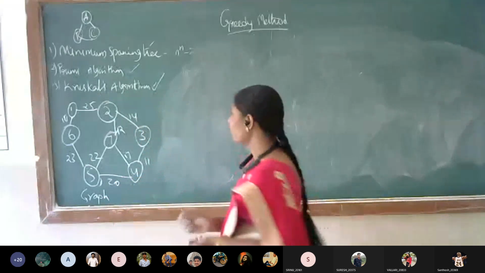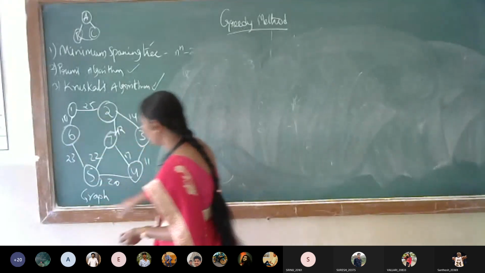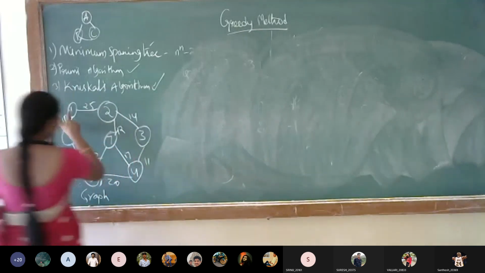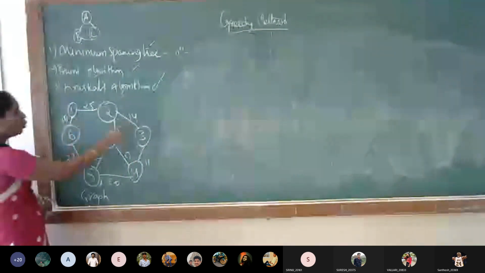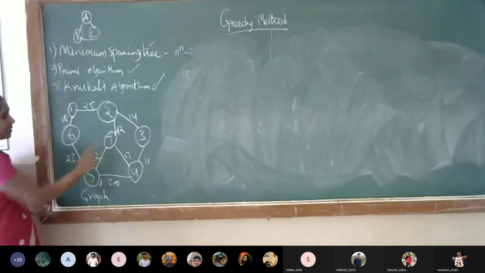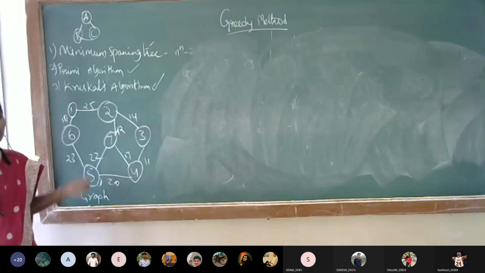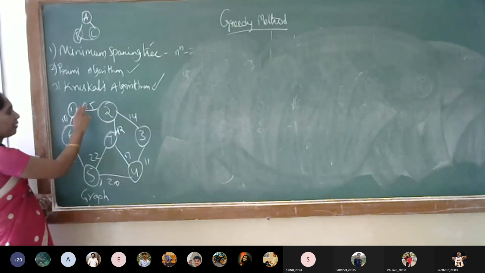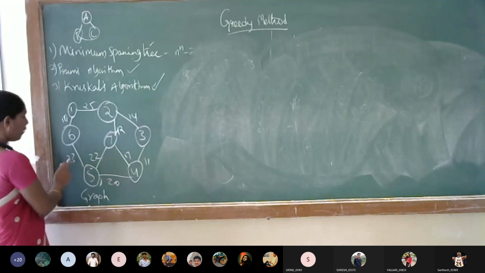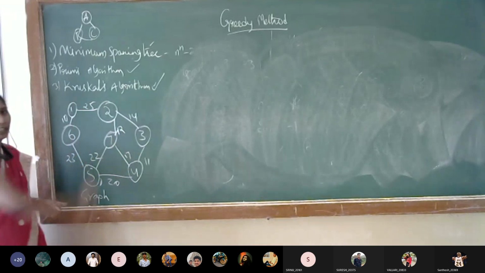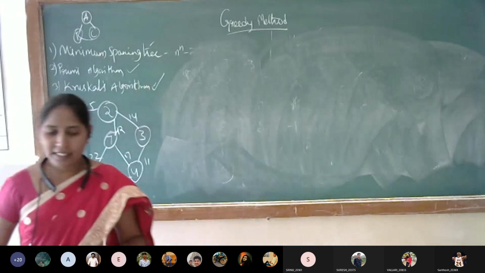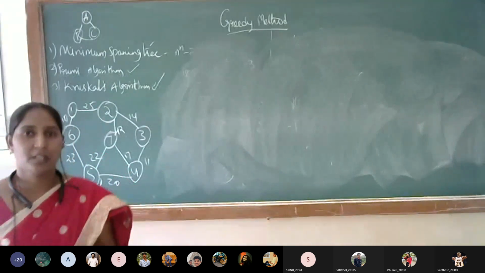Okay, so first, for example, I have taken this particular graph, consisting of 7 nodes. Okay, 7 vertices: 1, 2, 3, 4, 5, 6, and 7. I am having 7 vertices with n number of edges. How many edges I am having? 1, 2, 3, 4, 5, 6, 7, 8, 9 edges I am having. For this graph I am having 7 vertices and 9 edges.